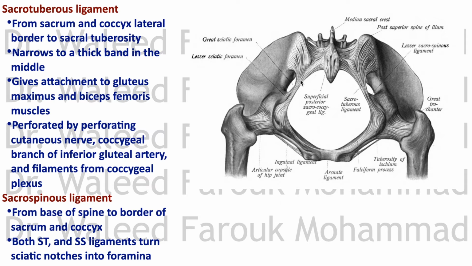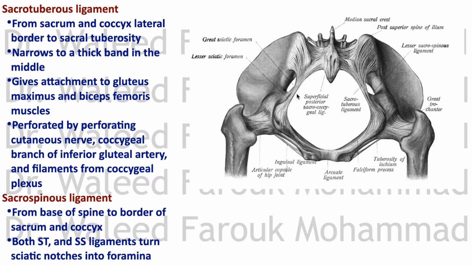The sacrotuberous ligament forms part of the inferior aperture of the pelvis, or the pelvic outlet. See, it's part of the pelvic outlet that we studied, beginning from the coccyx through the sacrotuberous ligament, the sacrum, ischiopubic ramus, and inferior pubic ligament, and going to the other side.